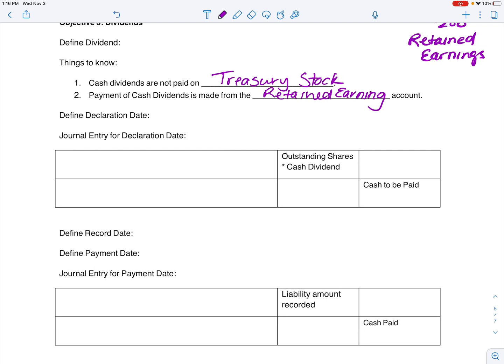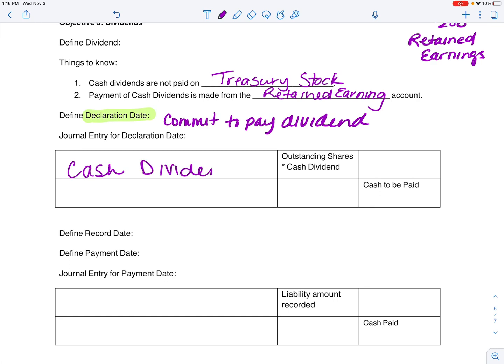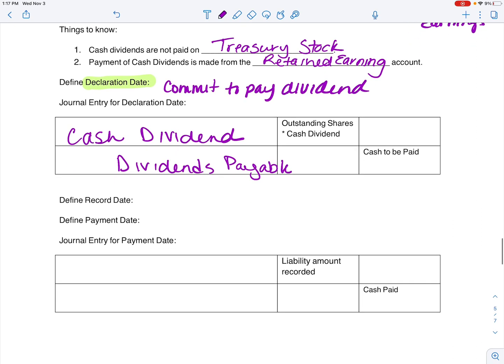When we pay dividends, there's 3 different dates we need to acknowledge. The first is the declaration date. What this is the commitment to pay. We're committing to pay a dividend. We haven't paid it yet, but we will. And what's going to happen is we're going to record that cash dividend, the amount that we're going to pay, and record that liability with the dividends payable.